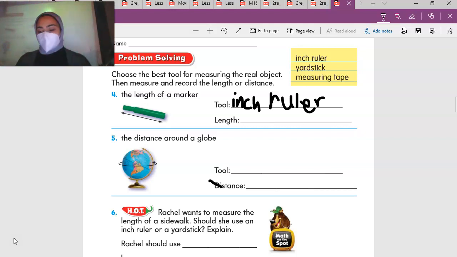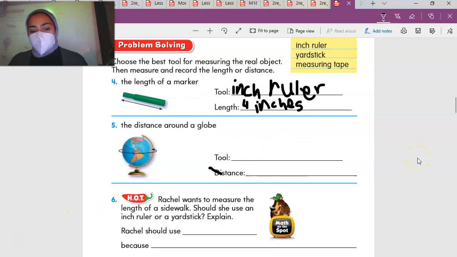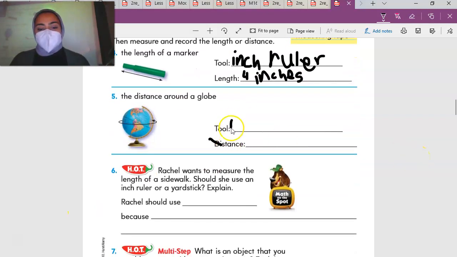Okay, number 6. Rachel wants to measure the length of a sidewalk. Should she use an inch ruler or a yardstick? A yardstick. Is a sidewalk large or small? Large. Very good. So you would use a yardstick because the sidewalk is big. Write that. Because the sidewalk is large or big. Go ahead and pause the video now.